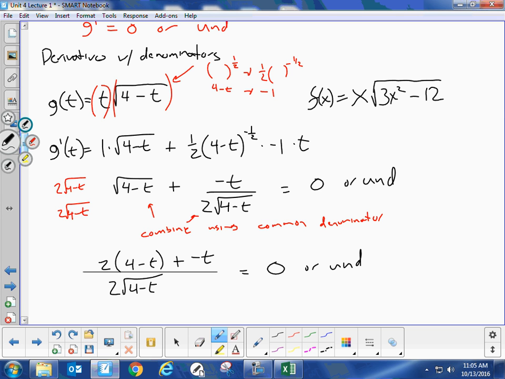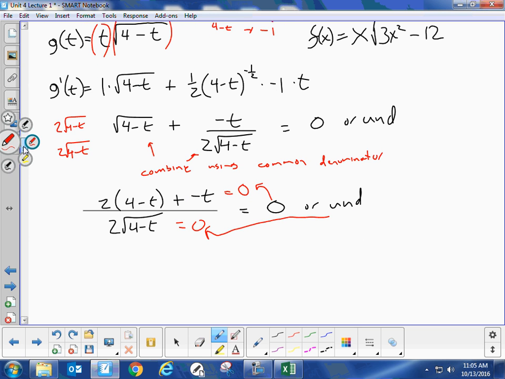I know when my numerator equals 0, that'll cover this part. If my denominator equals 0, that covers this part. So I'm just going to take both the top and the bottom and set them equal to 0. And I will find when my fraction will equal 0 or when my fraction is undefined, which will be when my derivative equals 0 or when my derivative is undefined.